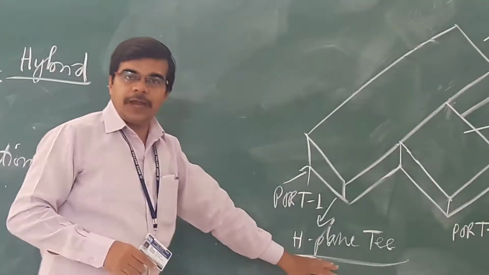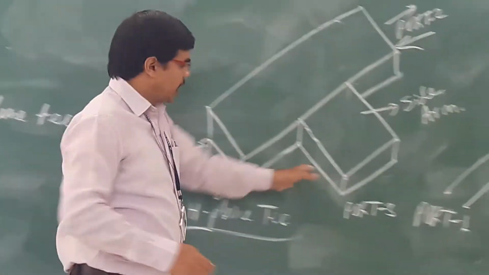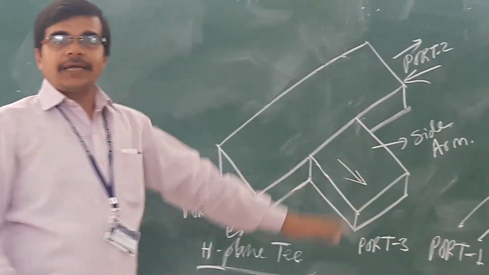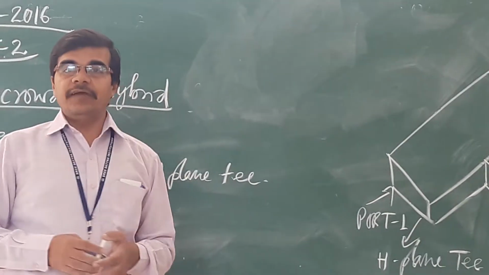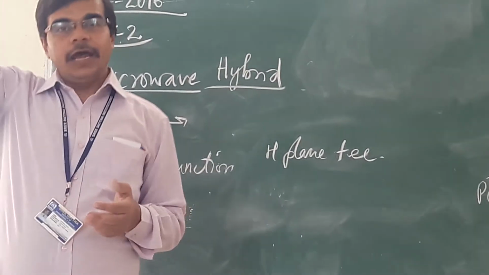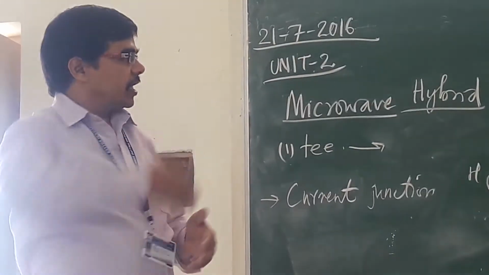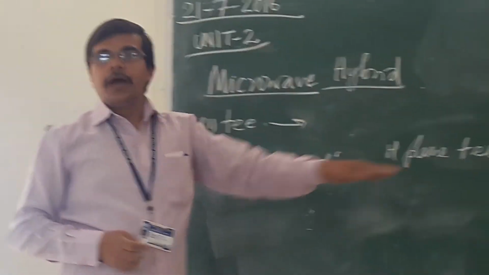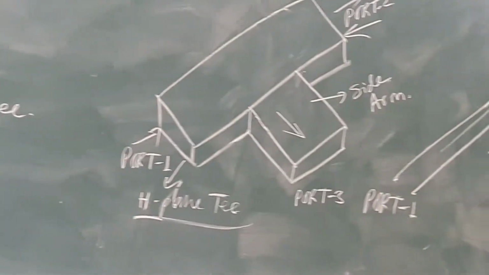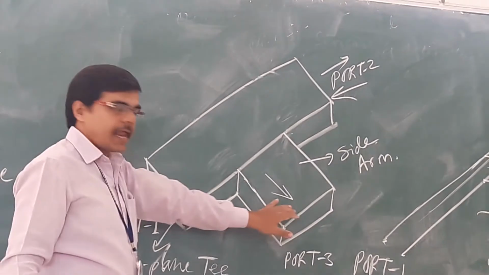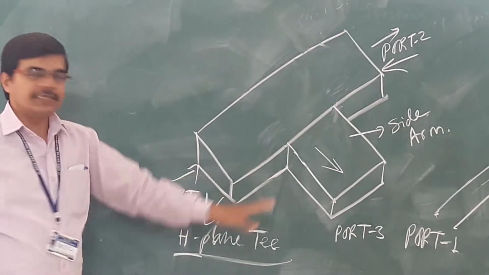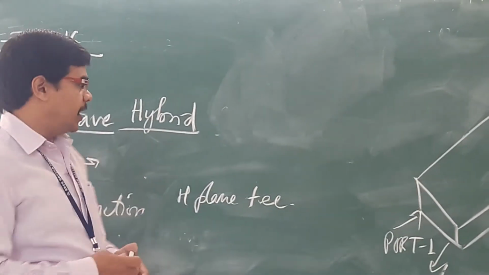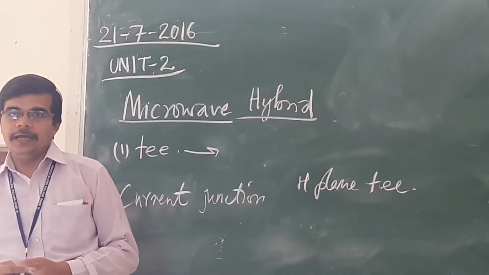Your H-plane, here what is happening is that your port 3 is in the direction of your magnetic field. Earlier, your port 3 was in the direction of your electric field. Here, it is in the direction of your magnetic field. As your port 3 is in the direction of your magnetic field, this is called your H-plane T. Now let us see your H-plane T.